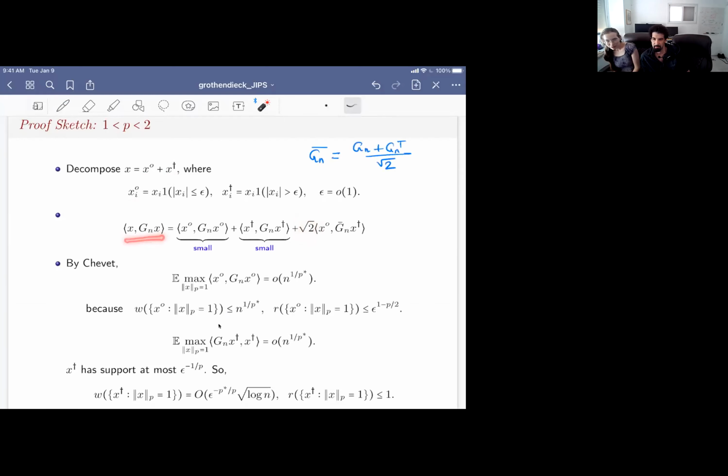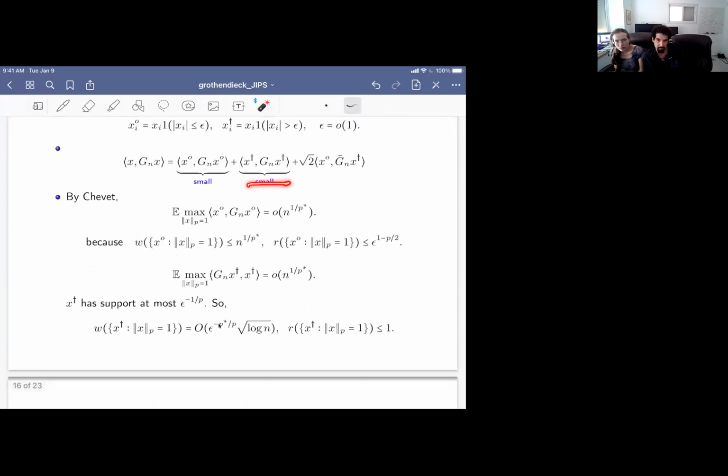Okay, now we have this quadratic form. We can write it as two quadratic forms involving x naught and x plus, and then a cross term. Now we can use Chevet's inequality to say that, uniformly in x belonging to the unit lp sphere, both these diagonal terms are small. The first diagonal term is small because x naught is a delocalized vector, and as such the L2 radius of the corresponding set is small. The second diagonal term is small because x plus only carries the localized component, only a few spikes. So this set of x plus has low cardinality, which means that its Gaussian width is also small.